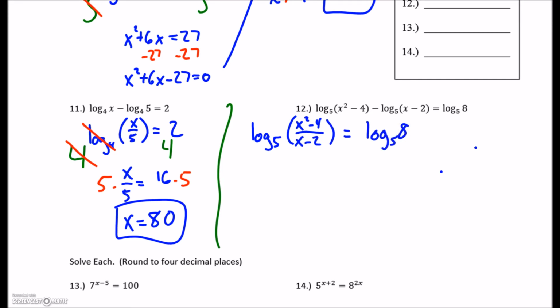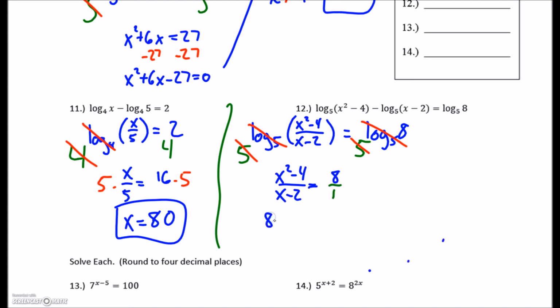And now in order to undo log base 5, I have to do 5 raised to the power of each side. So I do 5 raised to this power equal 5 raised to this power. Over here, log base 5 and the 5 cancel out. Over here, they also cancel out. So what I'm left with is x squared minus 4 over x minus 2 equals 8. And now from here, I want to solve this thing. I'm probably going to write this as 8 over 1. And now you can cross multiply.